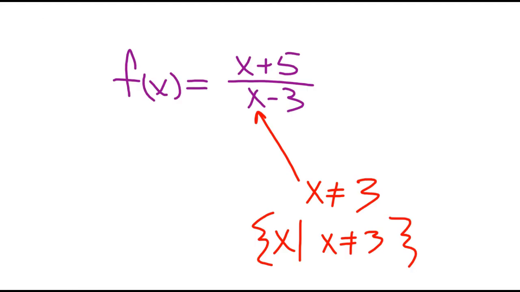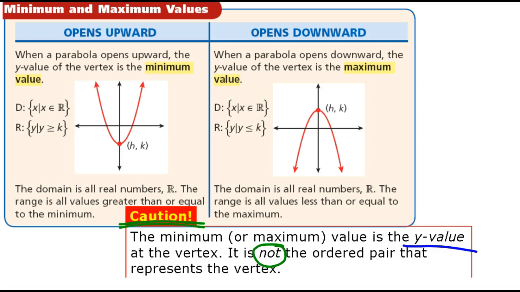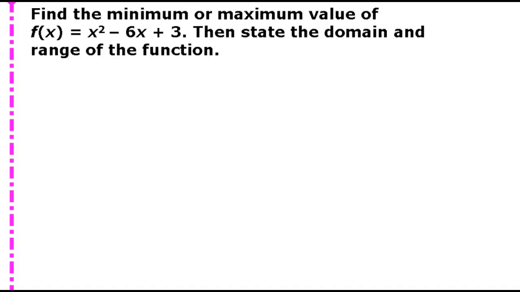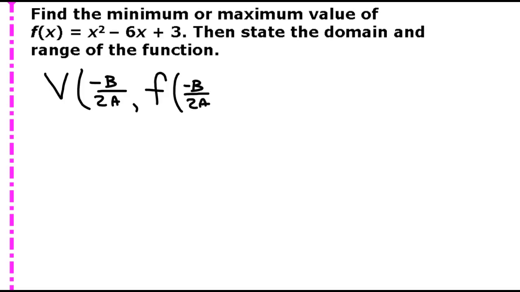Okay, this is just a little more information from the book on maximum, minimum, domain, and range. Now we'll talk about functions that are in standard form. When they're in standard form and we want to find the maximum or minimum, we need to essentially find the vertex. To find the vertex, we use the opposite of b over 2a and f of the opposite of b over 2a.